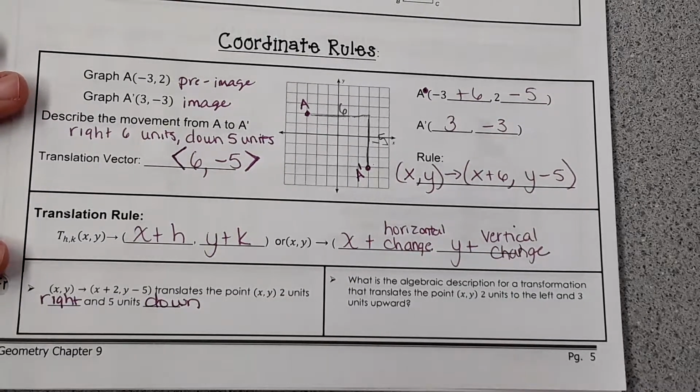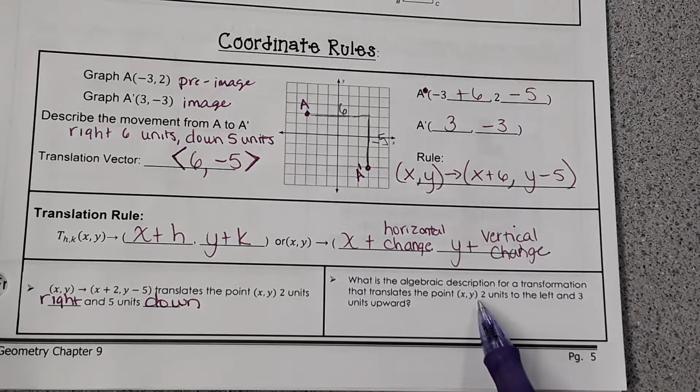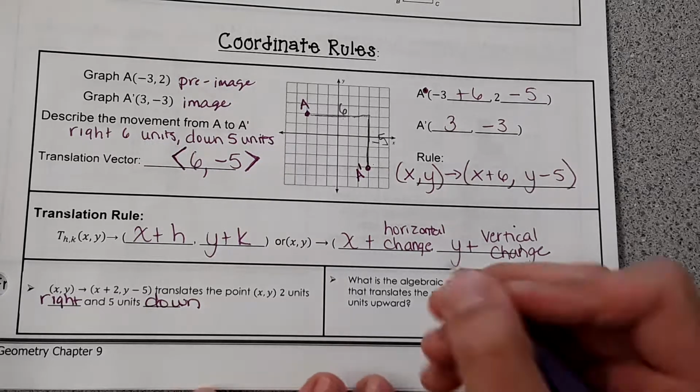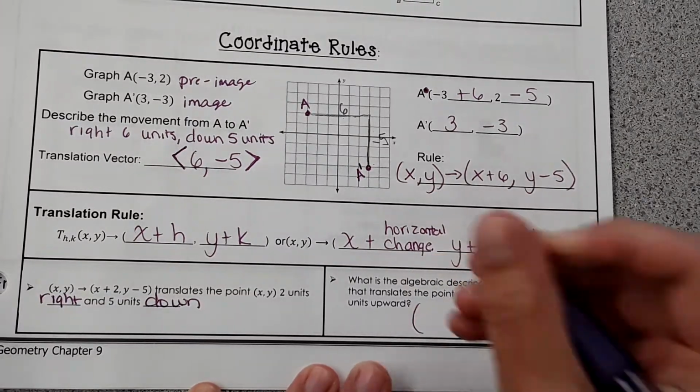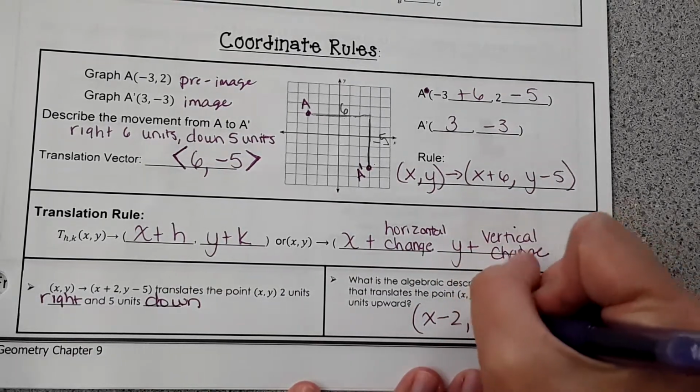What is the algebraic description for a transformation that translates the point x, y 2 units to the left and 3 units upward? Well, 2 units to the left would be minus 2, so x minus 2, and then 3 units upward, y plus 3.